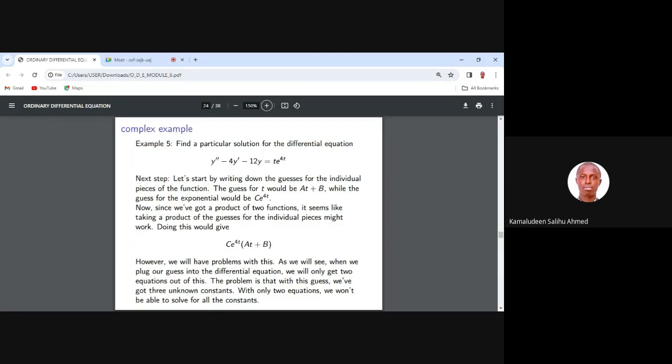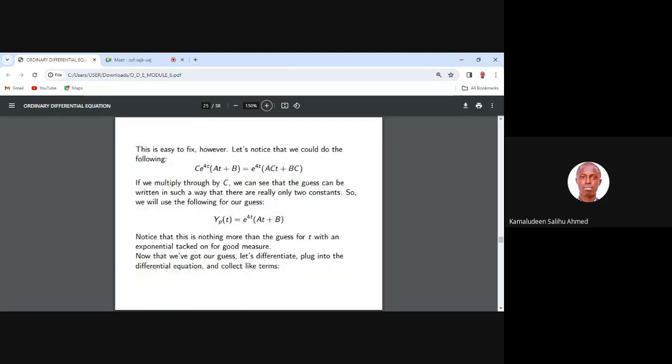As we see, when we plug our guess into the differential equation, we will only get two equations out of this. The problem is that with this guess, we have got three unknown constants, c, a, and b, with only two equations. So we won't be able to solve for all the constants. So what are you going to do? You are going to combine them by multiplying that c throughout the bracket.